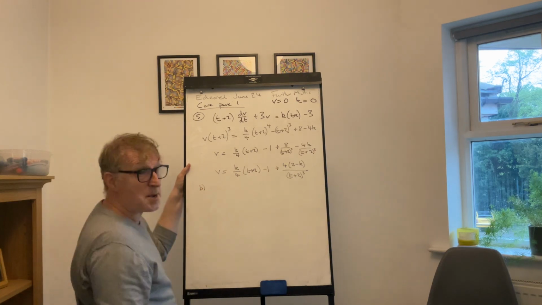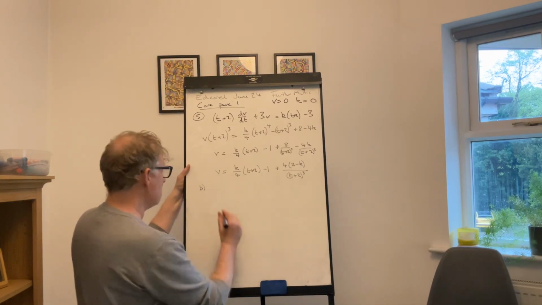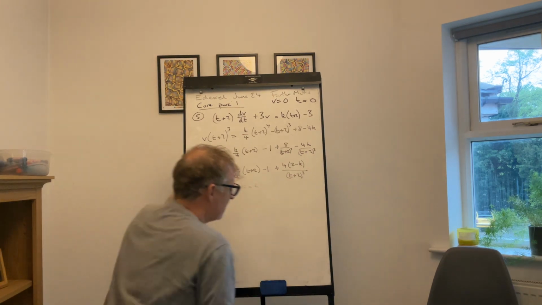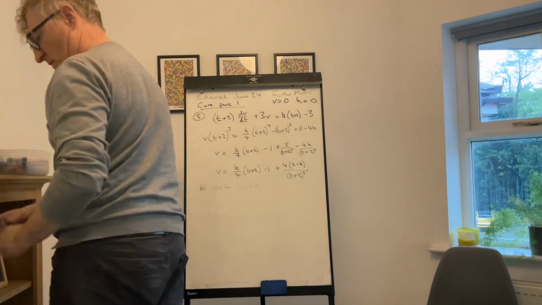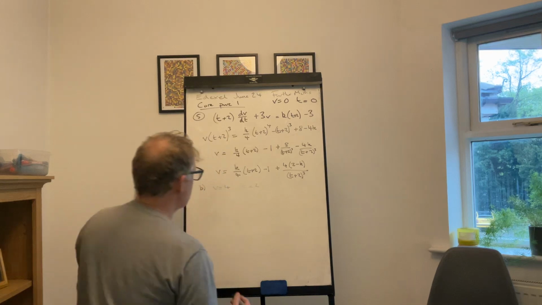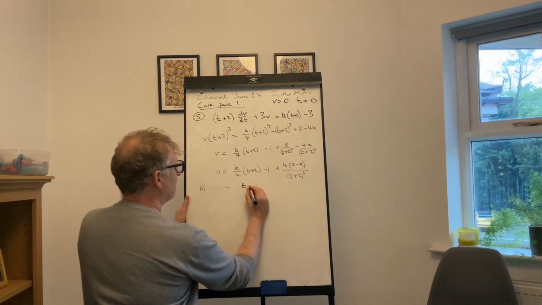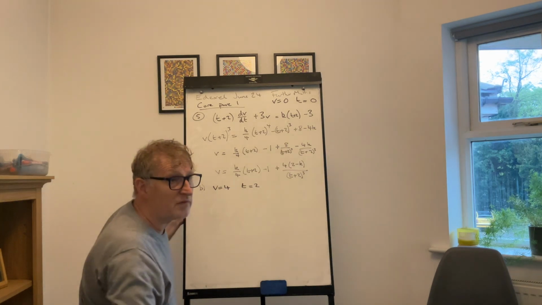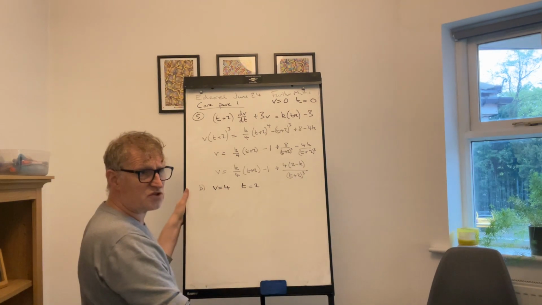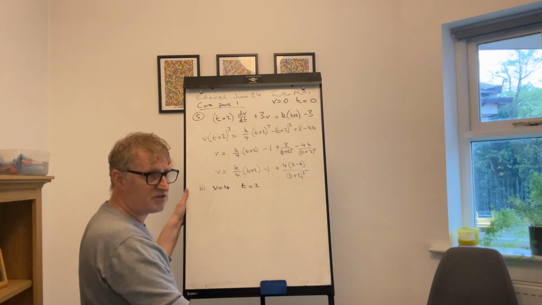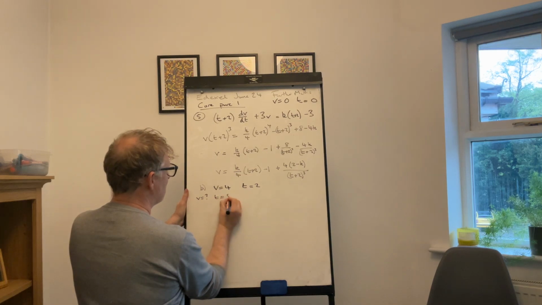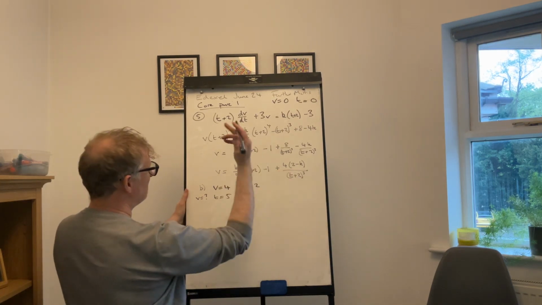Right, part B. Given that v equals 4 when t equals 2. So v equals 4 when t equals 2. I imagine we're going to have to find out what k is. What do we want? Determine, according to the model, the velocity of the raindrop 5 seconds after it starts to fall. So we want what is v when t equals 5, basically.